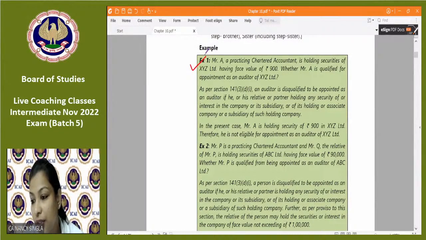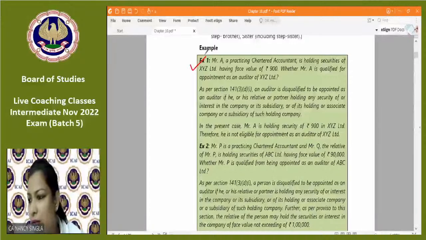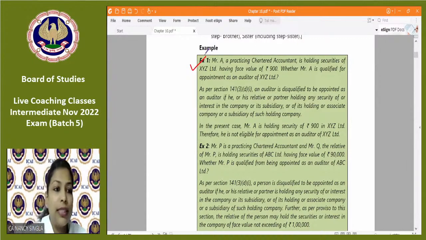Whose doubt was it? Siddharth? So Karthik, was your doubt clear? ठीक है.